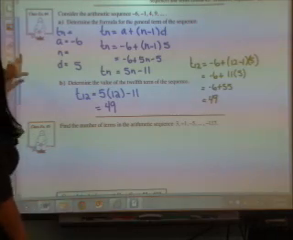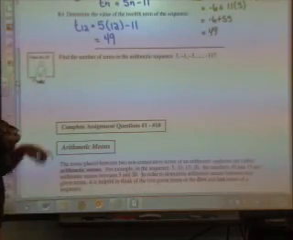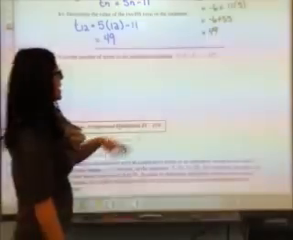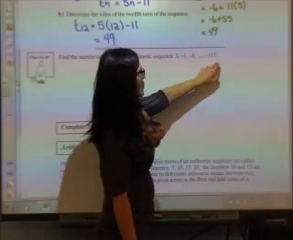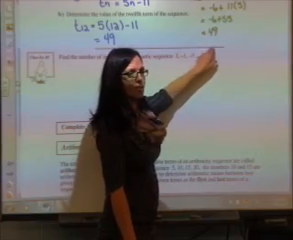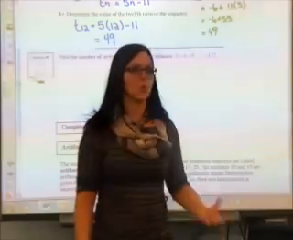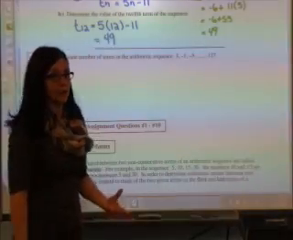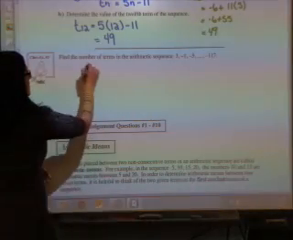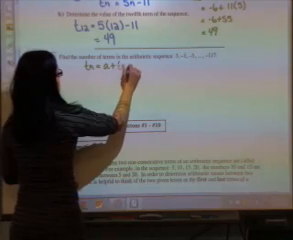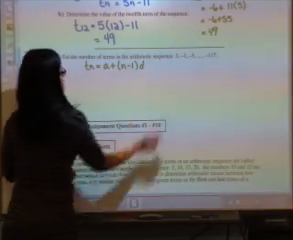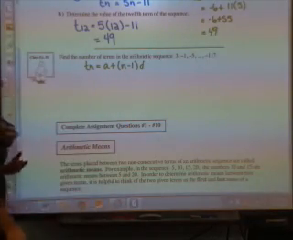So class example number 5 wants you to find the number of terms. Meaning if this is the first term, this is the second term, this is the third term, what term number is this? Is it the 18th term? Is it the 20th term? Is it the 30th term? So if I use my formula, that's my formula.